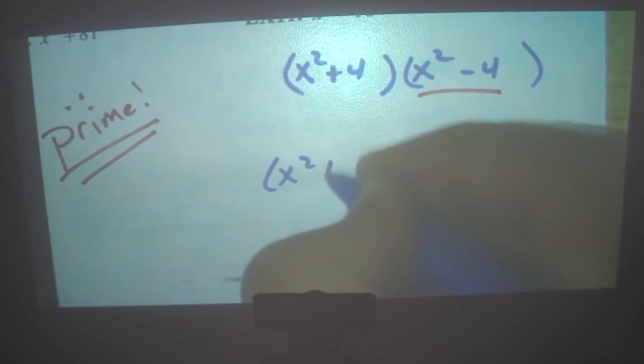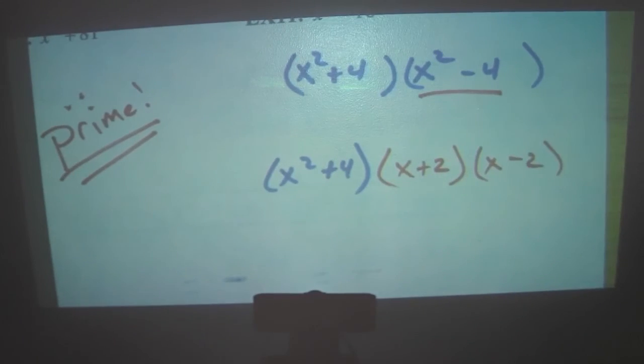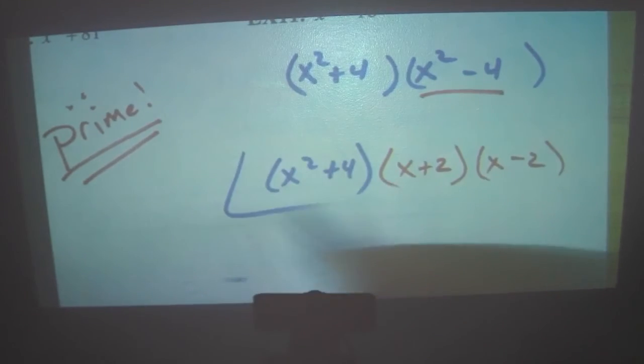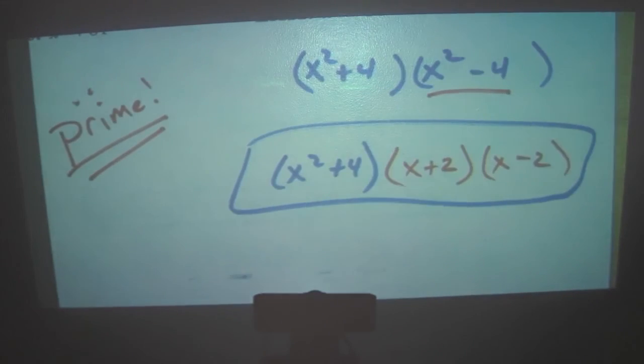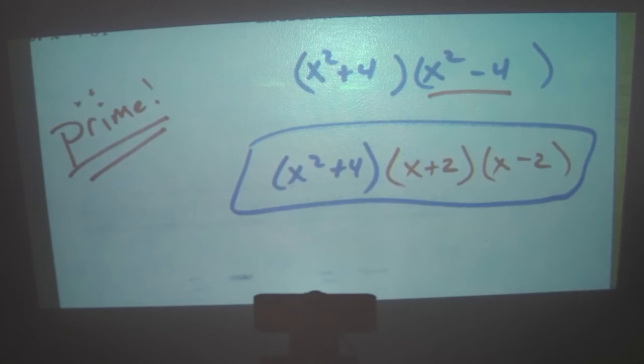Don't forget to bring this one down, though. So final answer is these 3 quantities: x squared plus 4, and then x plus 2, x minus 2, or x minus 2, x plus 2. Order doesn't matter with multiplication, guys, so you can have any quantity first, any quantity second, any quantity third, as long as you have those 3. Guys good with that?